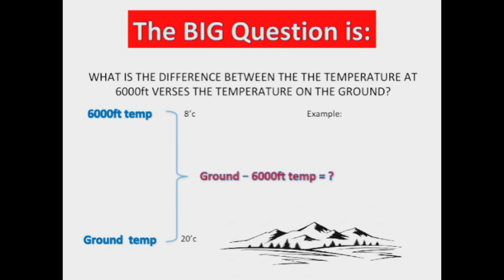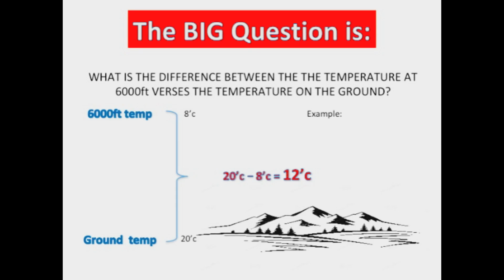Okay, here we have the ground temperature. Take away the 6,000 foot temperature equals your temperature difference. Let's get more into detail on that. Okay, so we have 20 degrees, take away 8 degrees is 12 degrees. That is your temperature difference.